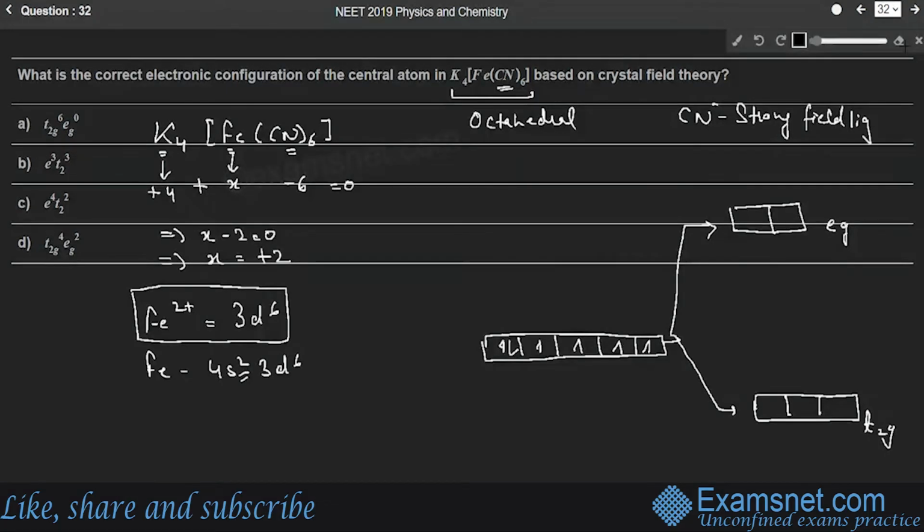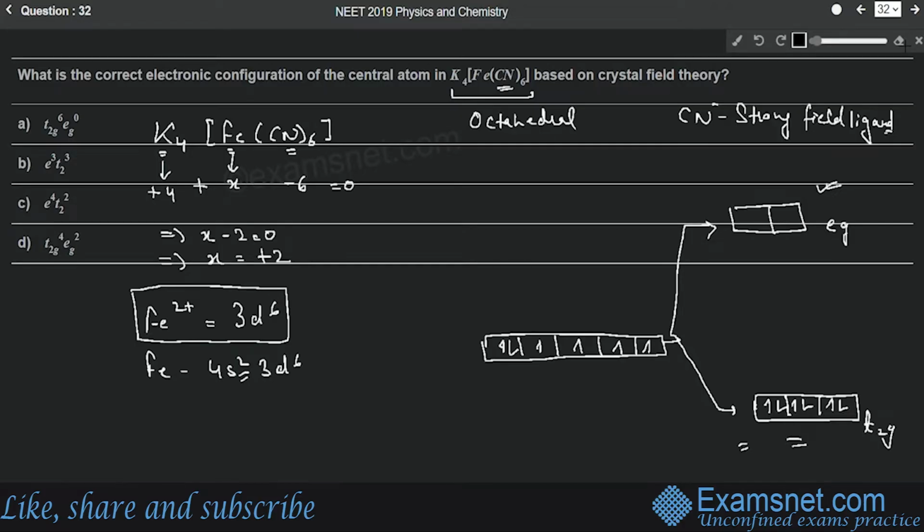So for such a ligand, pairing takes place. So we have 6 electrons. First these 6 electrons will be paired up in the lower energy orbitals, and then it will move to the higher energy orbitals. So 1, 2, 3, 4, 5, 6. Now no more electron is left to go in the higher energy orbital. All the electrons are paired up in the t2g orbitals only.